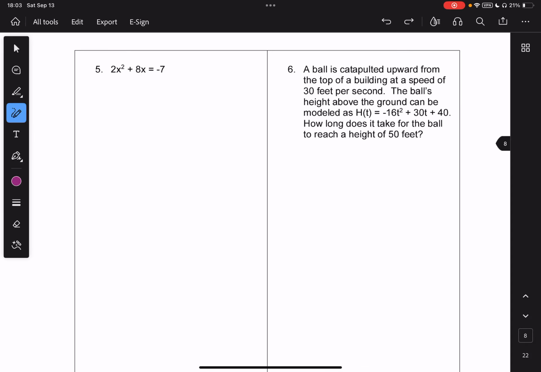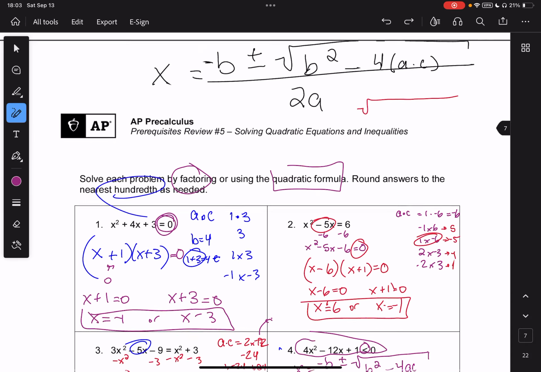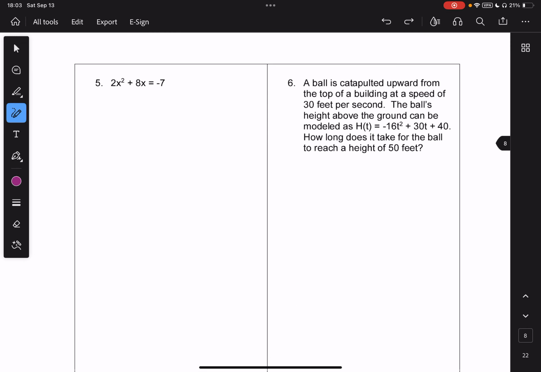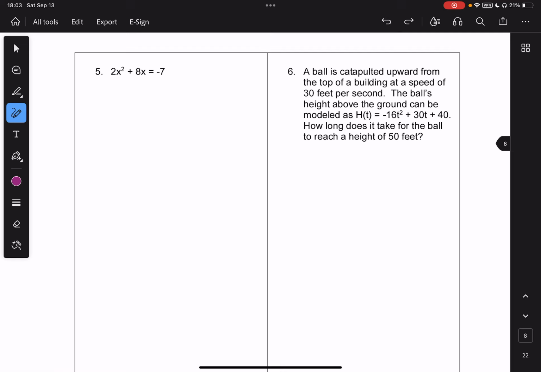Okay, so this is a continuation of what we previously did. We're still doing review number 5. There's just 2 more questions on the back. So, question number 5 says 2x squared plus 8x equals negative 7.